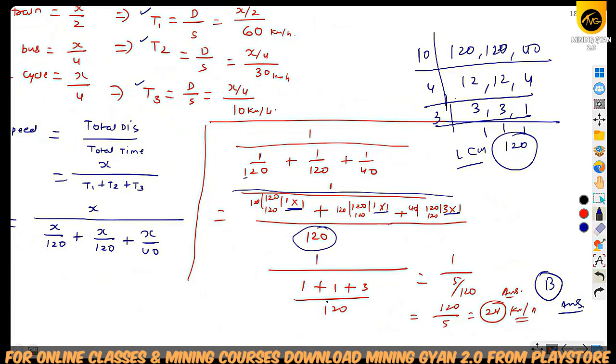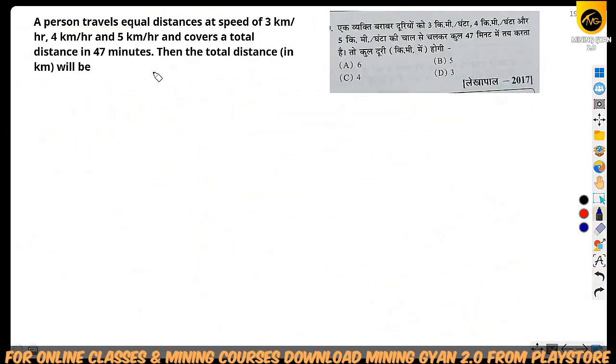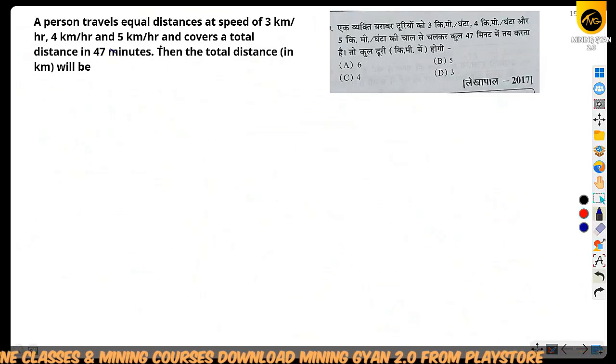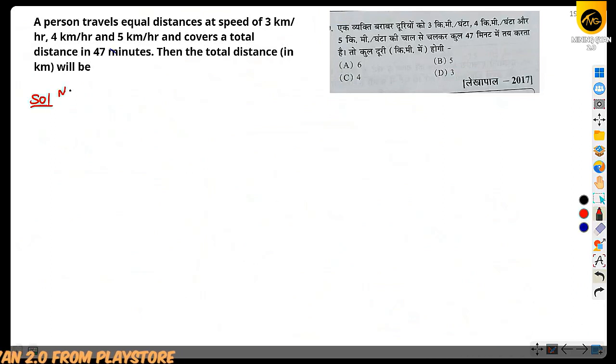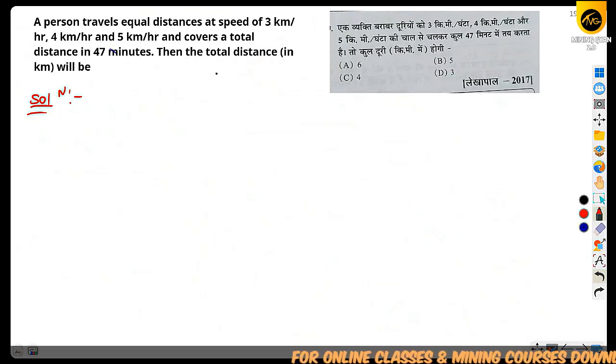Okay, now clear? Okay, let's move to another question. A person travels equal distance at a speed of 3 km per hour, 4 km per hour and 5 km per hour, and covers the total distance in 47 minutes. Then the total distance in kilometer will be? So there is a person who covers an equal distance at different speeds of 3 km per hour, 4 km per hour and 5 km per hour, and completes it in a total of 47 minutes. Then we have to find out the total distance in kilometer.